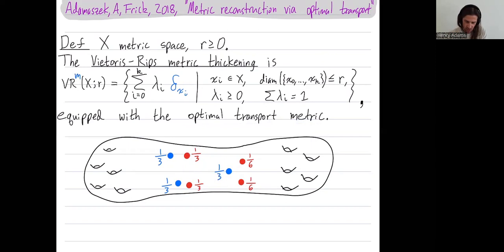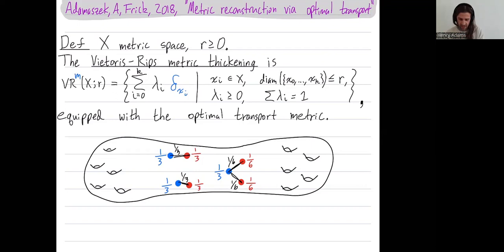So the distance between these two points, this blue point and the red point, is just the work I need to pay to transport the blue pile of dirt to the red pile of dirt. So that would be the best transport plan, and I pay a cost associated with this transport plan. And that tells you the distance between these two measures. So it's like if I perturb the vertices of a measure just a little bit, then that's a continuous change in the topology.